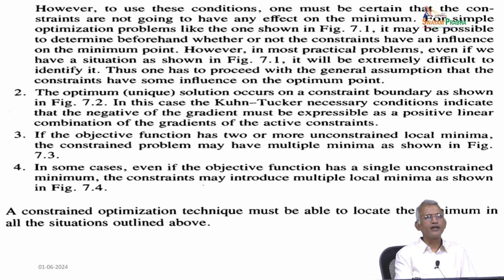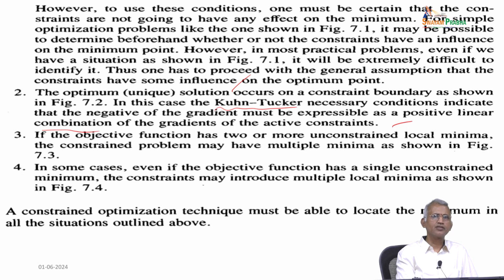So, the optimum point is a unique solution that occurs on the constraint boundary, as shown in the figure. In this case, we have to apply the Kuhn-Tucker necessary condition, which indicates that the negative of the gradient must be expressible as a positive linear combination of the gradients of the active constraints.